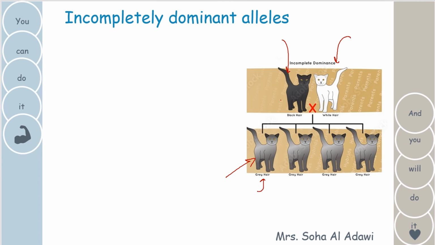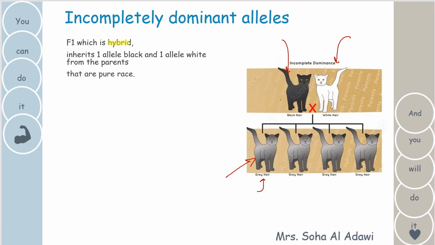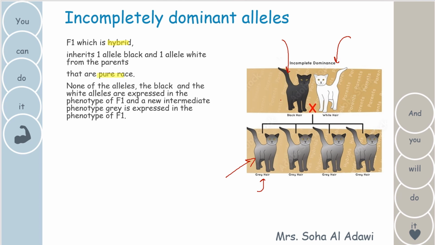Okay, so in this case we talk about incomplete dominance allele, and here we go for the same explanation. F1 which is hybrid inherited one from both parents that are pure race. Here I must say none of the alleles, which are black and white, are expressed in the phenotype of F1. Okay, so if I look at F1 I cannot see black, I cannot see white, so neither black nor white is expressed. However, we have a new intermediate phenotype, gray. A new color was created in the phenotype of F1. Okay, so this is the case of incomplete dominance.